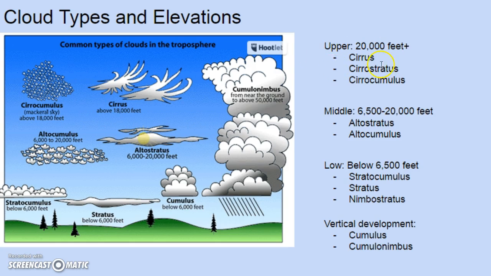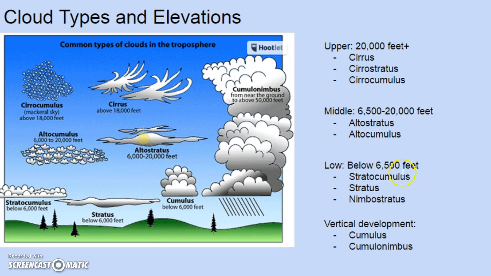So there are 3 different elevations that we'll look at: upper-level clouds, middle-level clouds, and low-level clouds. Your upper-level clouds are going to be your cirrus, your cirrocumulus. You can even throw in cirrostratus in there. Upper-level is going to be 20,000 feet plus. Your middle-level clouds are going to be 6,500 to 20,000 feet. Your altostratus and your altocumulus.